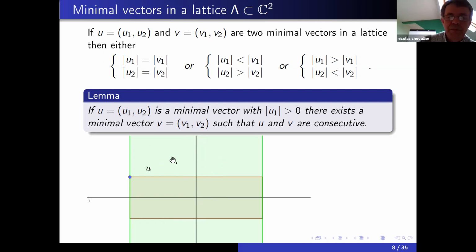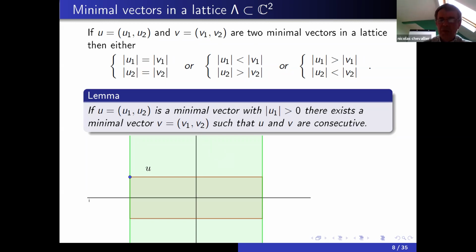And so you have some point of lambda in the green region, and you can then take a point of lambda which has a minimal second coordinate. The modulus of the second coordinate is minimal, and if there are many such vectors, you take a vector such that, among these vectors, the first coordinate is minimal.